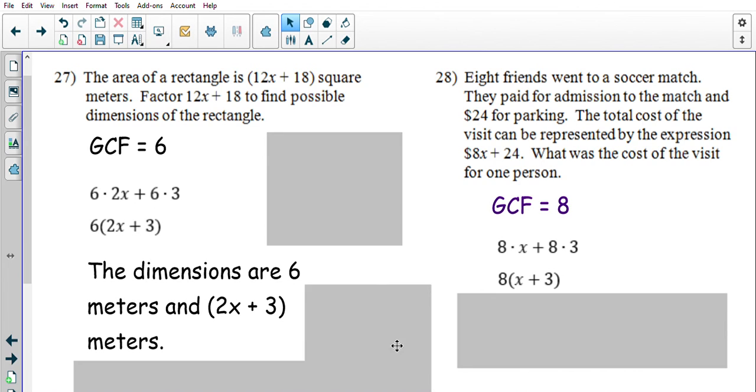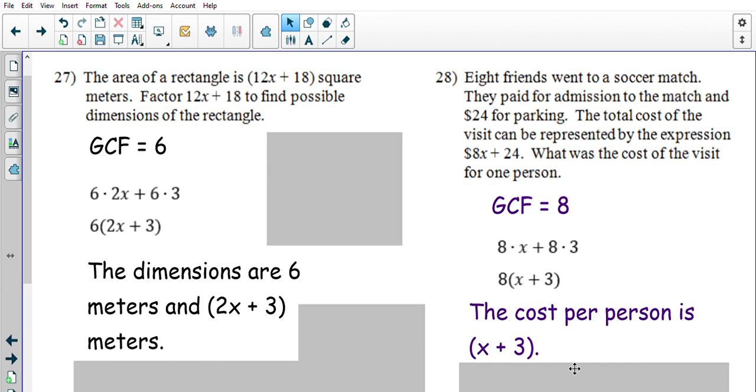Luckily, the GCF is 8 since 8 friends went to the soccer match. So I factor out an 8 and it becomes 8 and then in parentheses x plus 3. So a way to represent the cost of the visit for one person, since it's 8 for 8 people times the cost, basically tells us that x plus 3 is the cost per person. I don't believe you have any factoring questions like this, word problems, on your test, but it's still good to start taking a look at these for when you do see this again in your algebra class next year.